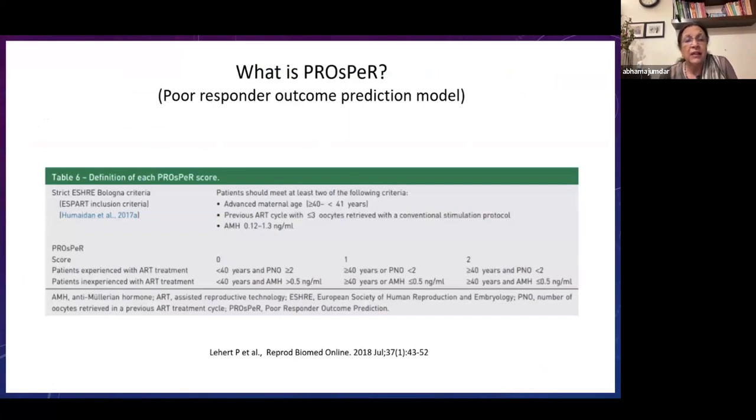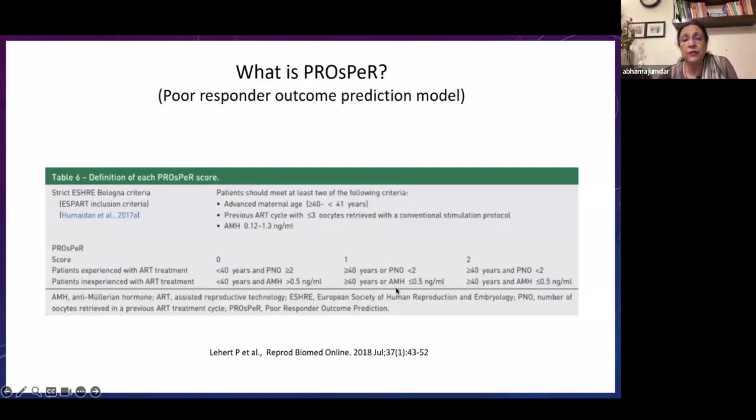What is important over here is that if a patient has a score of 0, that is the best; a score of 1 is worse; and a score of 2 is the worst. With the score of 2, she's more than 40 years and her number of oocytes retrieved in the previous treatment cycle is less than 2. Or she's more than 40 years and has not had a previous retrieval, and her AMH is less than 0.5. So there you give her a score of 2.